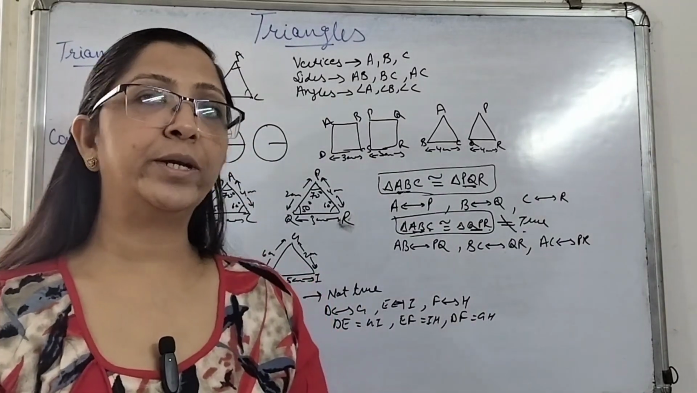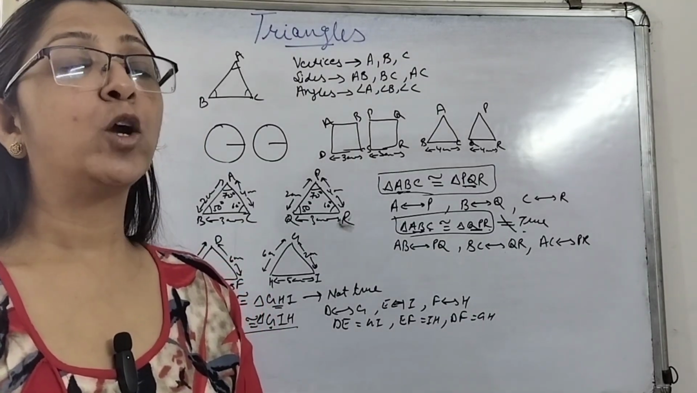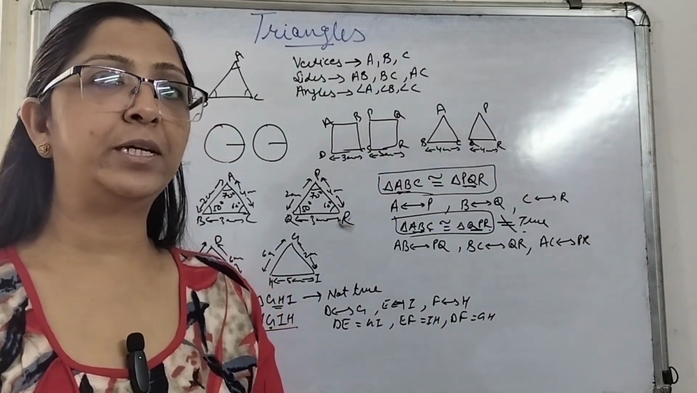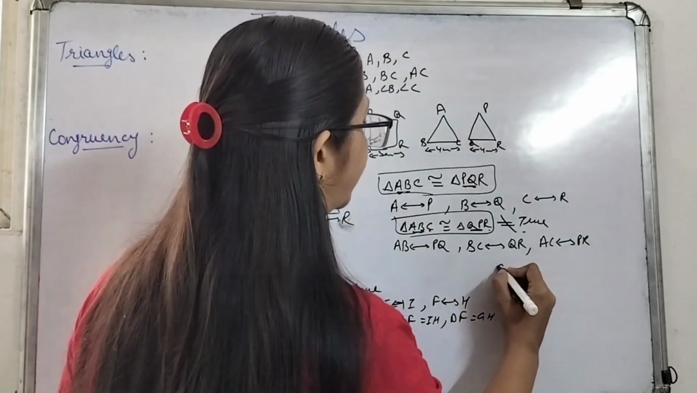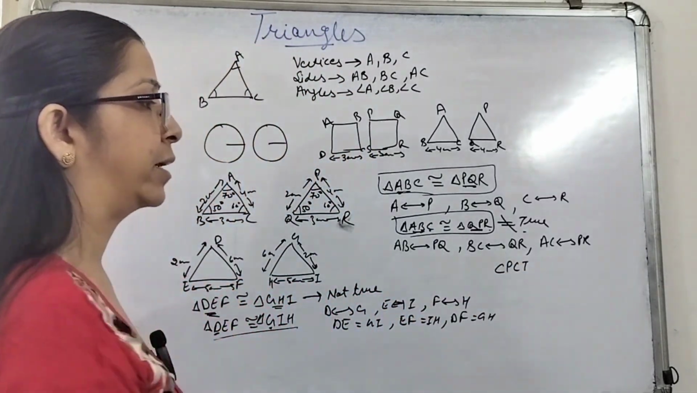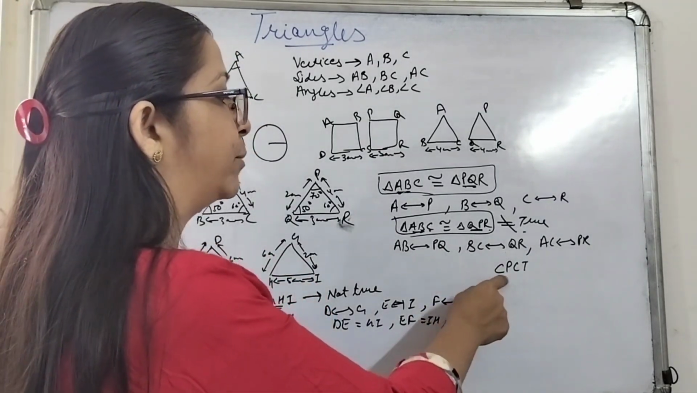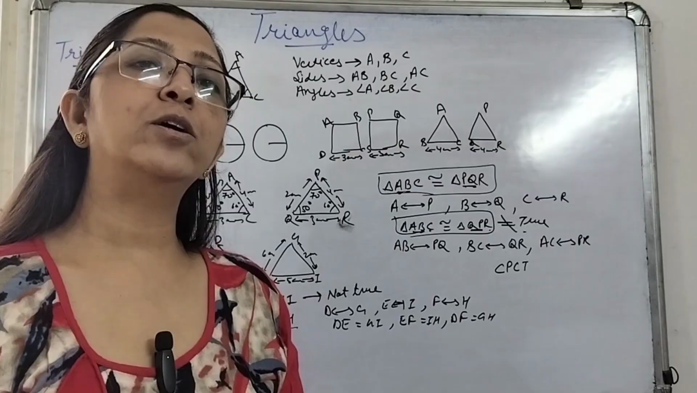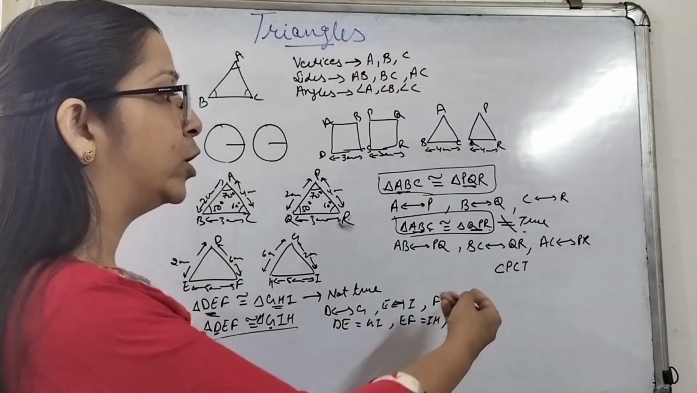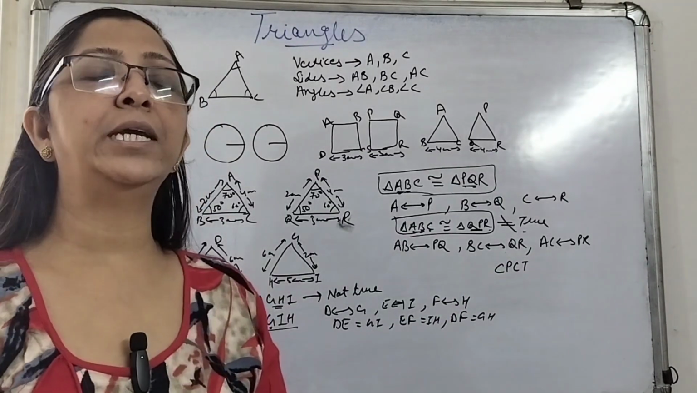And whenever we are proving that two triangles are congruent, the corresponding parts will be equal. Corresponding parts means corresponding angles will be equal, corresponding sides will be equal. That means we will be using the term CPCT, corresponding parts of congruent triangles. If there are two triangles which are congruent, then their corresponding parts will even be equal. So because of any of the reasons, if we have proved that these two triangles are congruent, by default we can write that by CPCT their corresponding parts will even be equal.